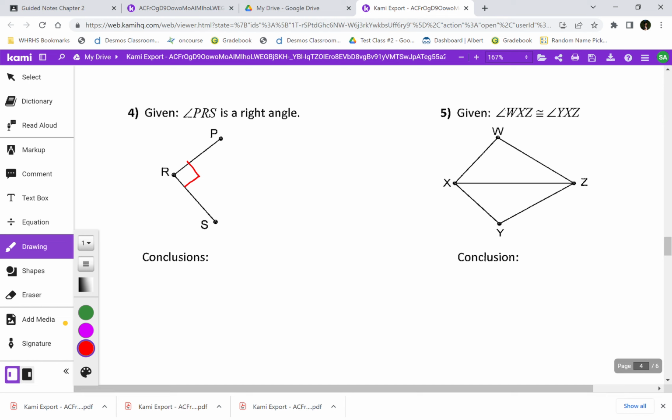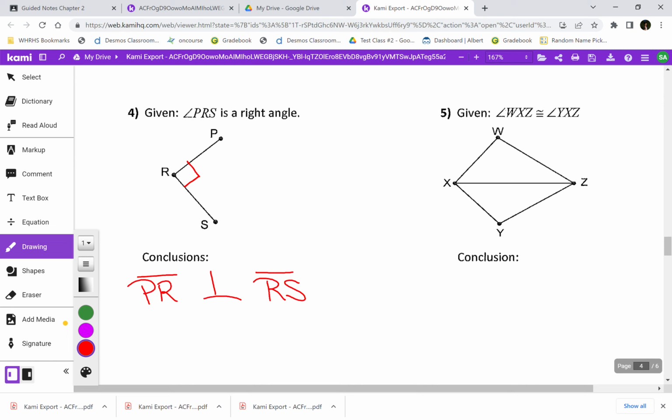Only angles can be complements. Segments can never be complements. Only angles can be... Oh, everyone just turned their thing. Good, good. I can't see. All right. Good, good, good. So if we have a right angle, what has happened? That means we can conclude that segment PR and segment RS are, what's that word? Perpendicular. Segment PR is perpendicular to segment RS.